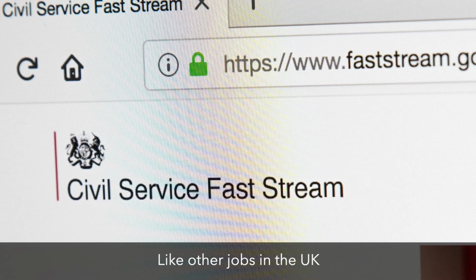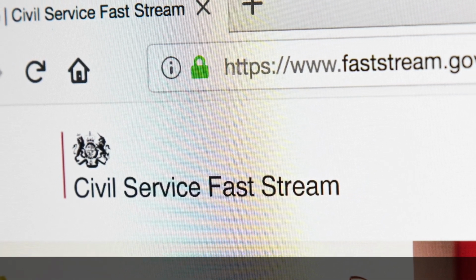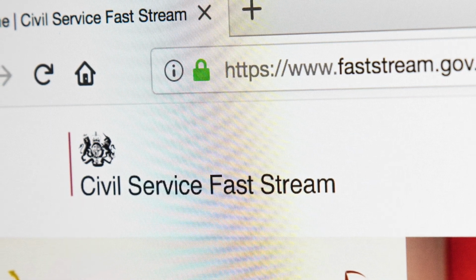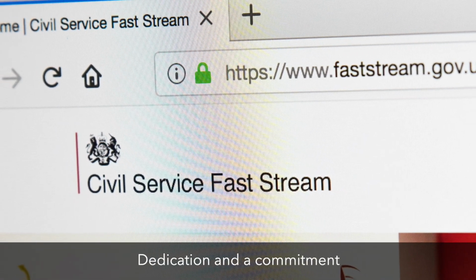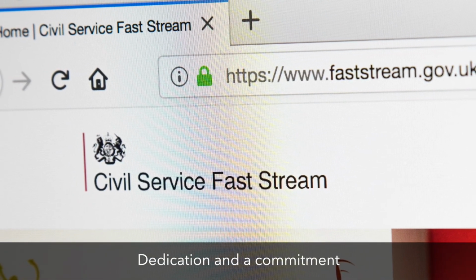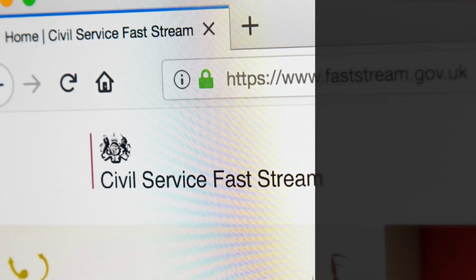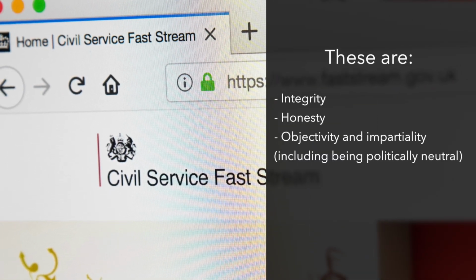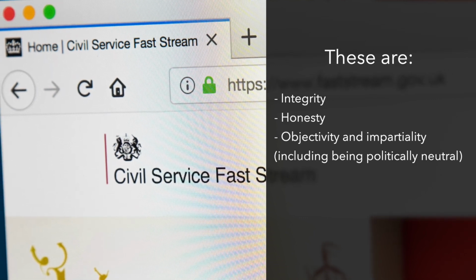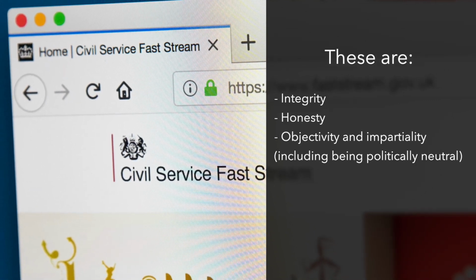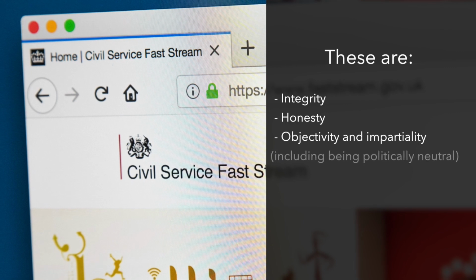Civil servants are expected to carry out their role with a dedication and commitment to the civil service and its core values. These are integrity, honesty, objectivity, and impartiality, including being politically neutral.